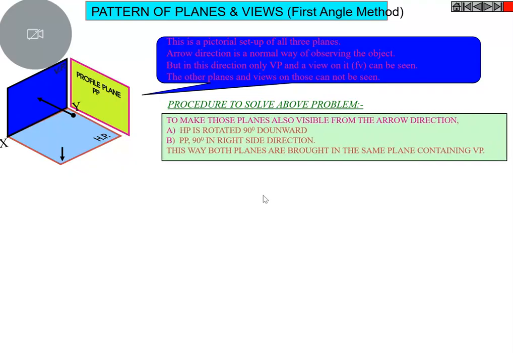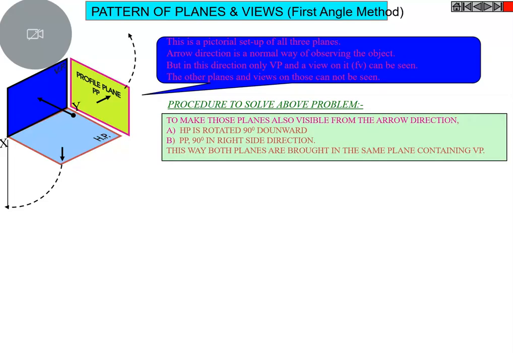Here it is discussed in detail. The procedure to solve the problem is that HP is rotated by 90° downwards and the profile plane by 90° to the right side, both directions. This way both the planes are brought into the same plane containing VP. So the horizontal plane has to be rotated by 90° so that it will be made into a 2D entity, so that it will be able to get the views.